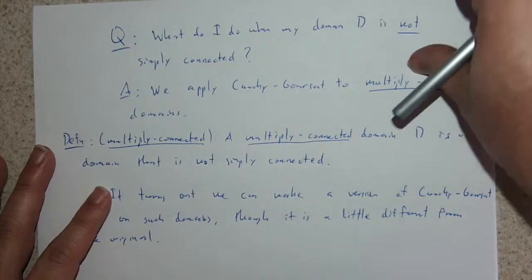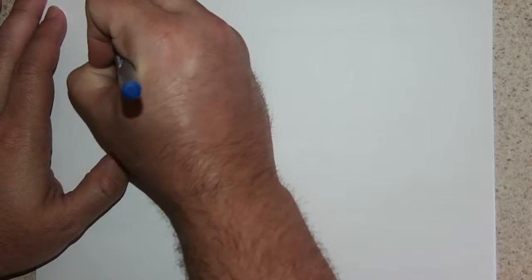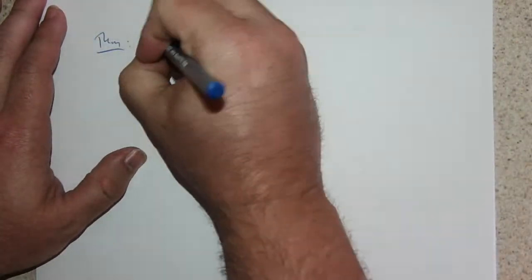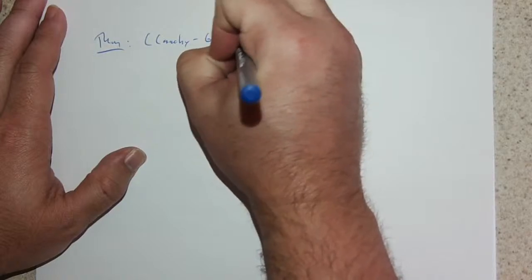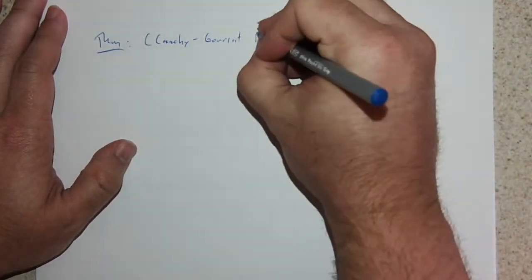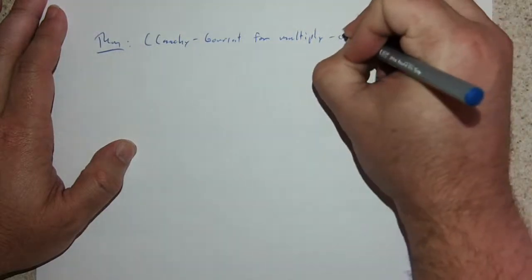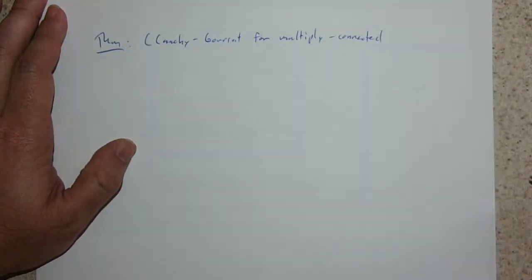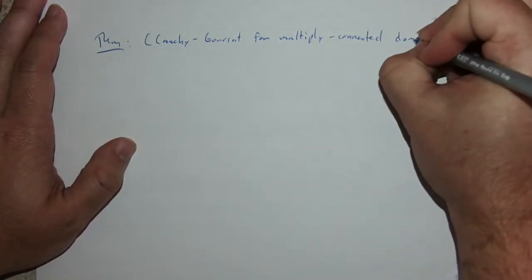So let me state this theorem. And then I will draw a picture that illustrates how it is we would go about proving this. Okay, so you know the following theorem. This is Cauchy-Goursat for multiply connected domains. This is at least our third version of Cauchy-Goursat. So, Cauchy-Goursat for multiply connected domains.